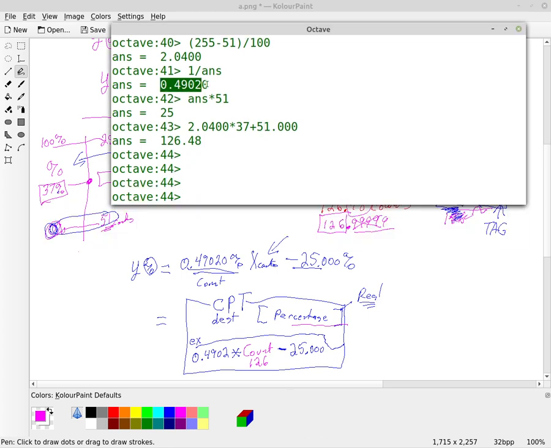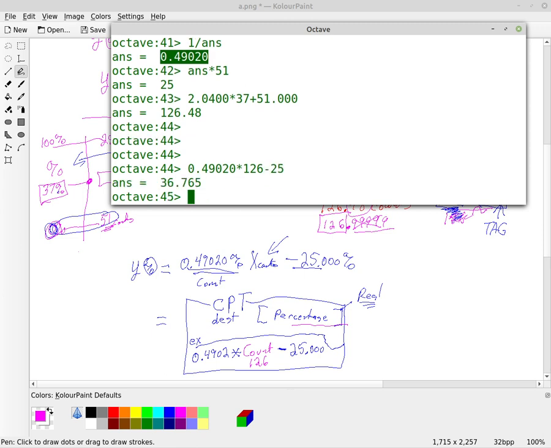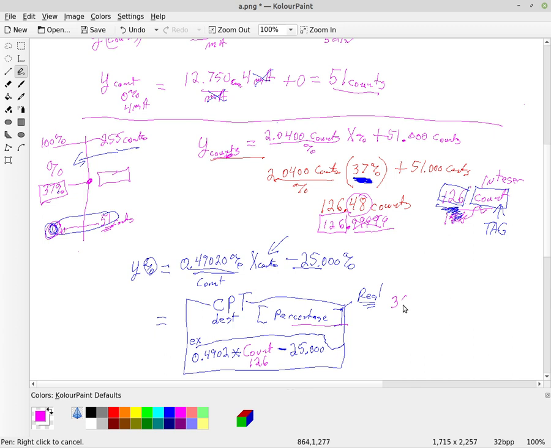All right, so we got the 4902 times the count of 126 minus 25 counts is going to give me 36.765. Okay, so it's going to give me 36.765%. All right, and now remember, we started out with 37, but what happened here was there was some fraction here.